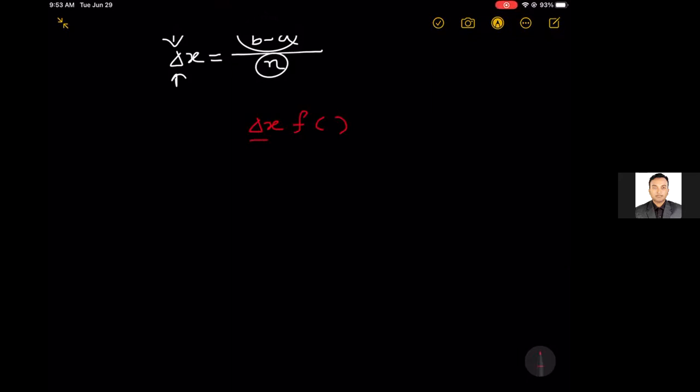This is one of those lengths, and this is the other length. If we multiply these two lengths, we get the area of the rectangle. And then if we can add those rectangles, the areas of the rectangles, we'll get our Riemann sum.